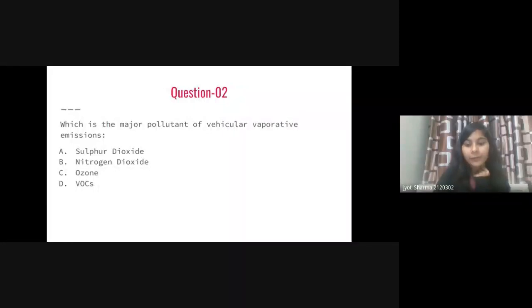Answer should be D, because if we are talking about the evaporative, it means your compound should evaporate very easily. So we have volatile organic compounds that evaporate very easily. Then these VOCs will be the right answer. Sulfur dioxide, nitrogen dioxide, and ozone cannot evaporate very easily. That's why you will find them very near to your surface. But VOCs can be found at some height and they can evaporate very easily. That's why VOCs will be the right answer.